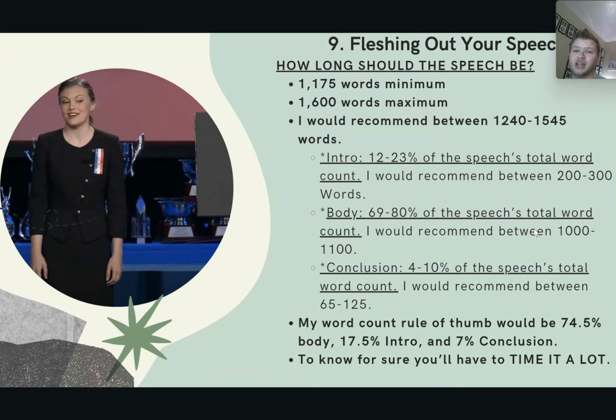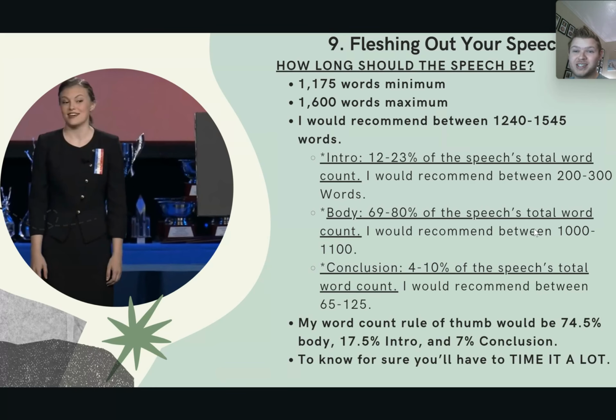Then you have the body, or the main points of your speech put together. This should be between 69 to 80% of the speech's total word count. The average is 1,042, and the median is 1,038. About 75% of speeches in finals are between 900 to 1,200 words. I would recommend somewhere between 1,000 to 1,100 words for your content in the main part of the speech.